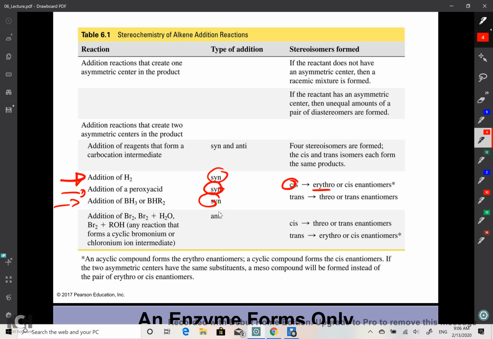Now, for syn addition, I will summarize it as STT. Okay? STT. It means that it is a syn, a trans gives me threo. Syn, trans gives threo. If it is syn addition, then you'll be able to know the other one, right? If you know one, then you can know the other. That's just what you need. Okay? And then it also gives you information about the anti.